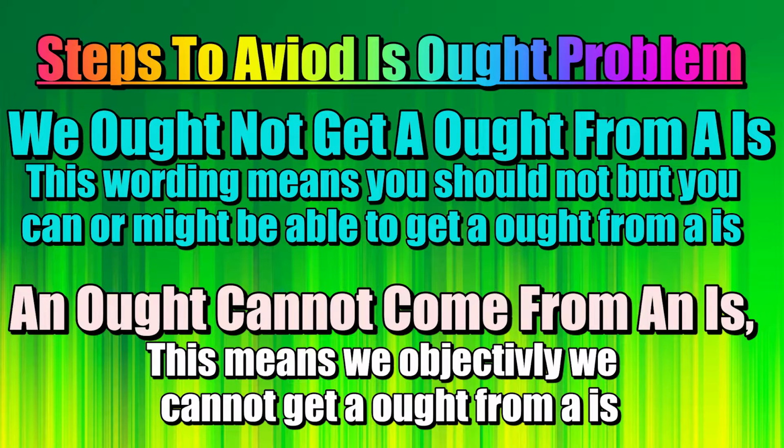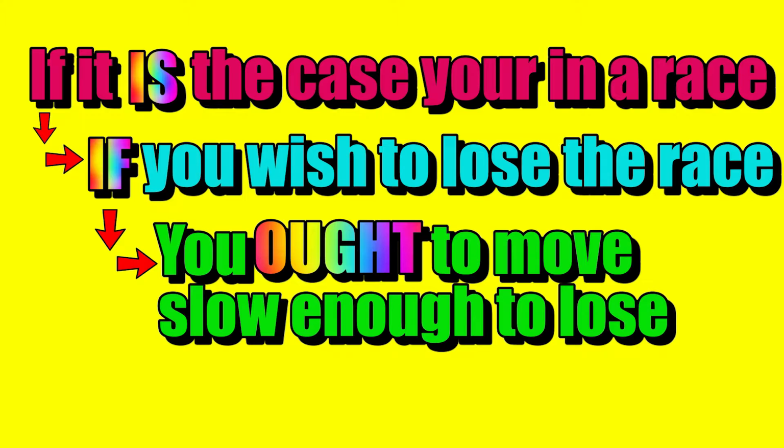I wanted to clear up one little bit of confusion. You might think to yourself that we are getting an ought from an is by saying an ought cannot come from an is. That by us saying an ought cannot come from an is, we are using an ought to get an is. But that is an ought statement. You can use an ought to get an is, but you cannot use an is to get an ought is another way to say it. If it is the case you're in a race, which is the is statement, if you wish to lose the race, which is the next statement, and that's a value or a scenario of the is, you ought to move slow enough to lose. So that's if you wish to lose the race.